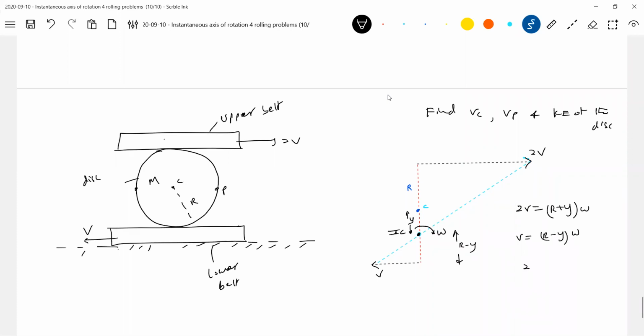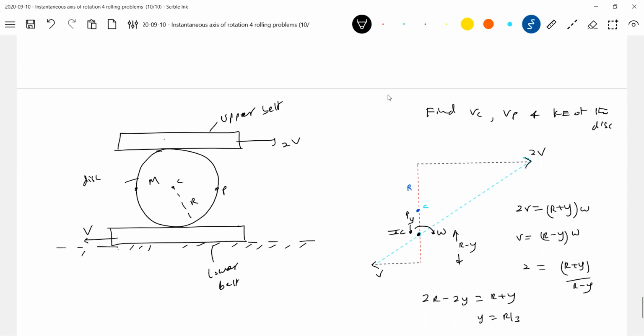Divide these two. So 2 is equal to (r plus y) by (r minus y). So 2r minus 2y is equal to r plus y. So y, shall I write r by 3? The instant center will be below the center of mass. Must the instant center be on the rigid body? Need not. It can lie on the rigid body, it can lie outside the rigid body.